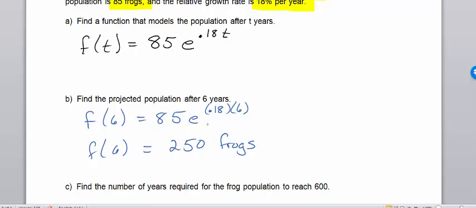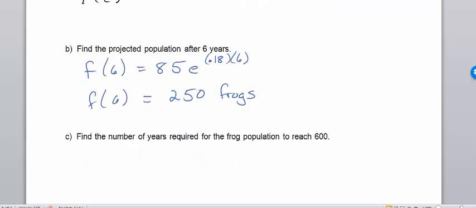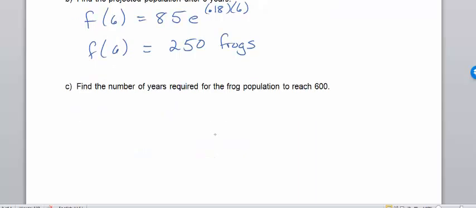All right, now our next idea is finding the number of years required for the frog population to reach 600. This is a very straightforward problem. All we're going to do is take our standard function, which is 85 e to the 0.18 times t, and the question is, when will it equal 600?